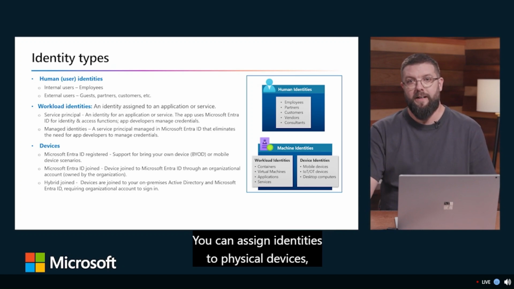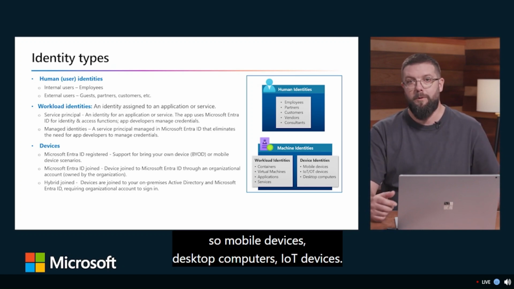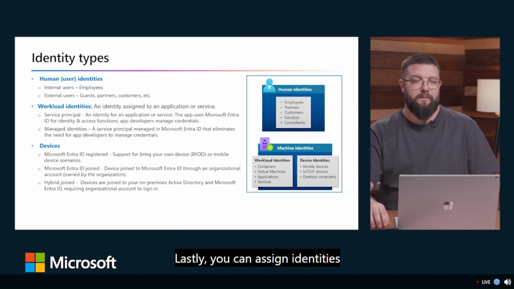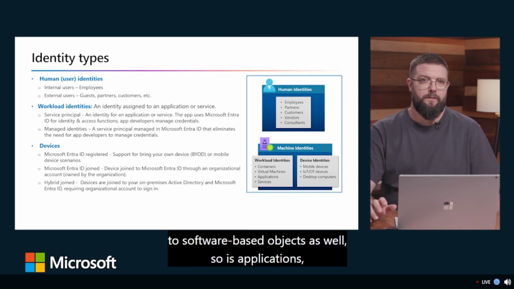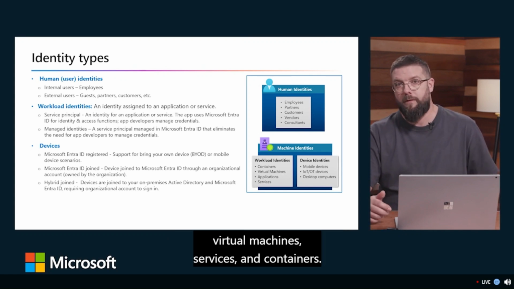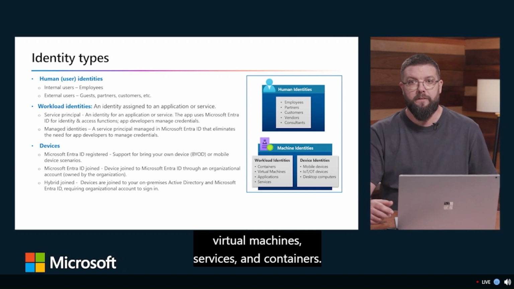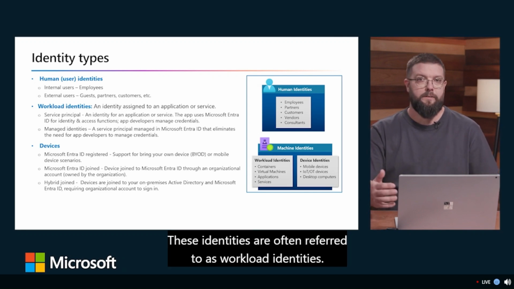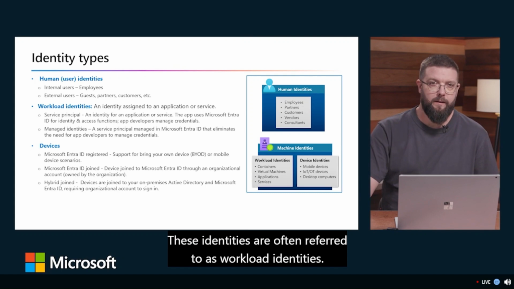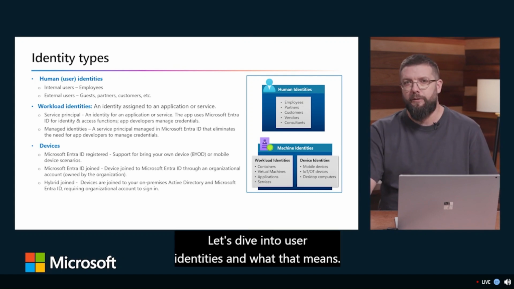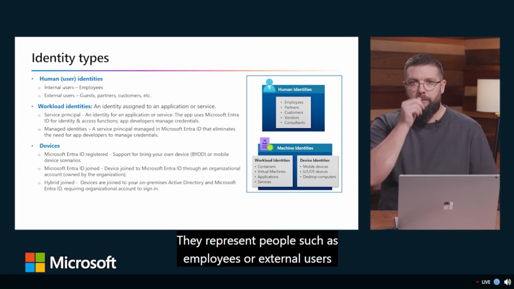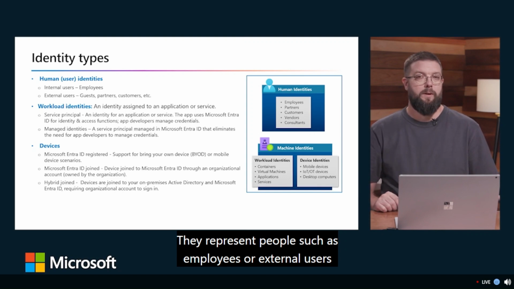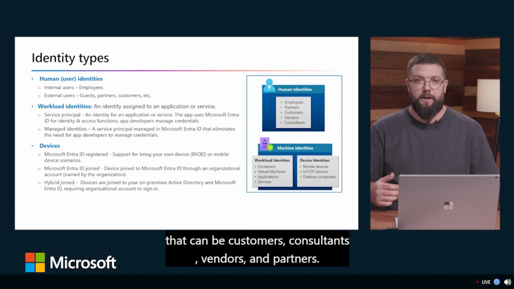You can assign identities to physical devices, so mobile devices, desktop computers, IoT devices. And lastly, you can assign identities to software-based objects as well, such as applications, virtual machines, services, and containers. These identities are often referred to as workload identities. So let's dive into user identities and what that means. They represent people such as employees or external users. That could be customers, consultants, vendors, and partners.